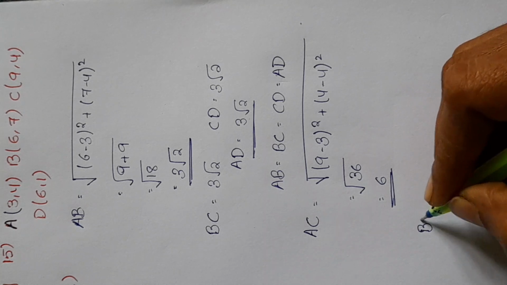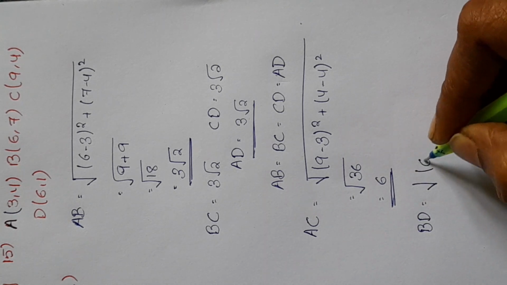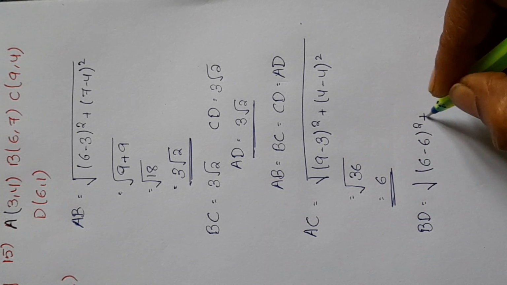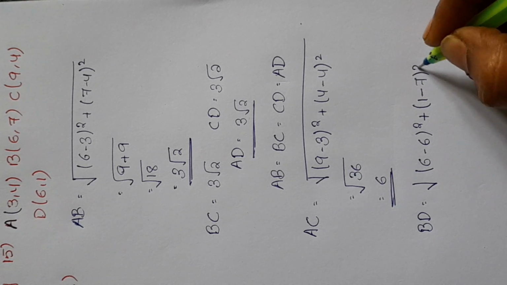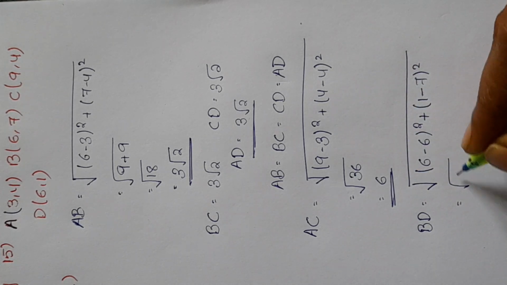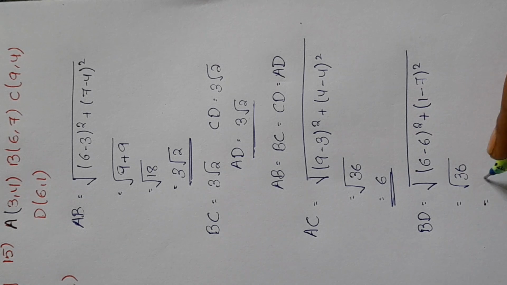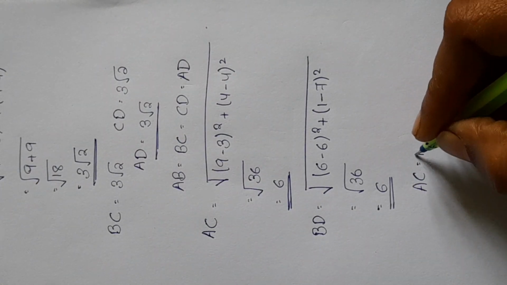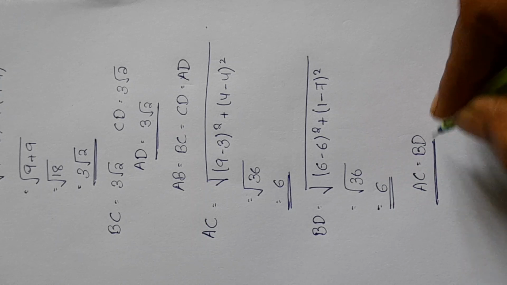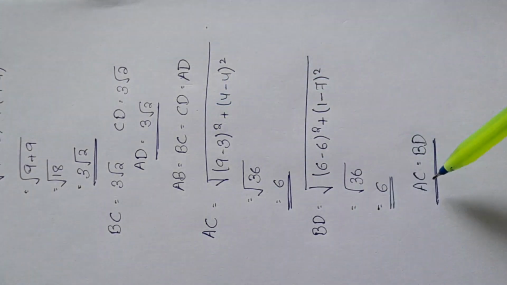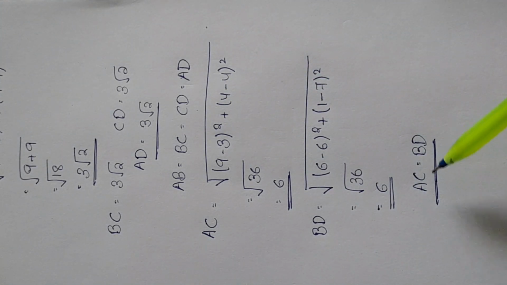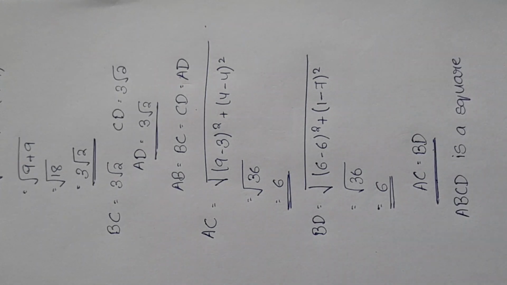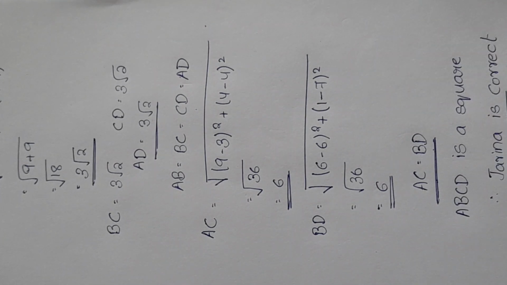And now BD is equal to root of (6 minus 6) whole square plus (1 minus 7) whole square, which is equal to root 36. BD value is also 6. We can write this as AC is equal to BD. Here all the sides are equal and both the diagonals are equal. So the conditions for a square are satisfied. ABCD is a square. Zarina is correct.